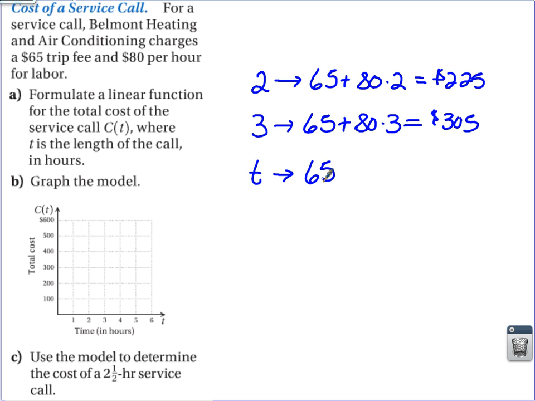Plus, I'm always going to have to pay $80 for however many hours that they're there. 80 times 1, 80 times 2, 80 times 3. So here we have a general function, whether t be 1, 2, 3, or 20. No matter what we plug in, this is the process that we always follow.